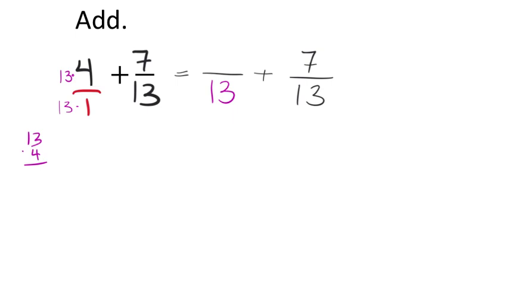So 3 times 4 would be 12, carry the 1. 4 times 1 is 4, but add the 1 makes that 5. So 52 over 13. So let's go ahead and do that. We've got 13th size pieces, so we'll keep this in 13ths. And we're going to take 52 of them, and we're going to add 7 of them.